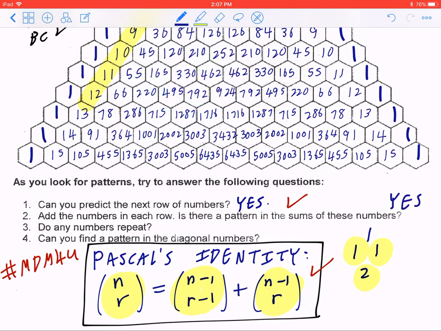And of course, it depends if it's the even or the odd row, but there's basically symmetry on the left and right. Do any numbers repeat? Again, the answer is yes. The numbers on the left will reoccur again on the right, except the middle number will occur once depending on the row. Can you find a pattern in the diagonals? Can you find a pattern in the diagonal numbers? And of course, the answer is yes.